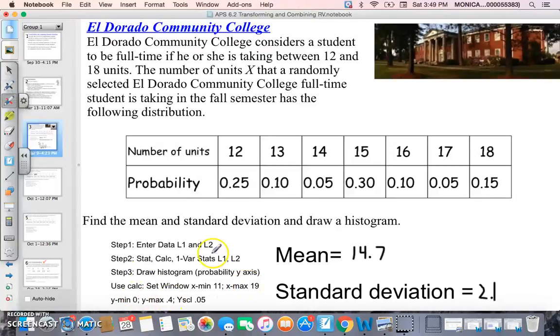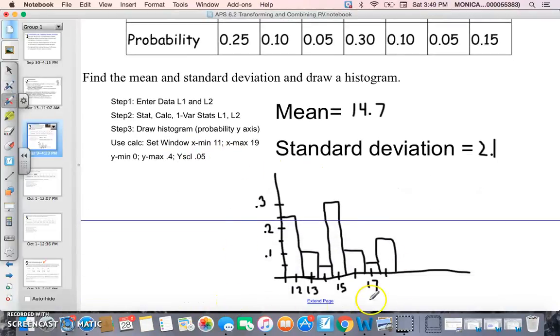And then your y min and y max, I just went to the smallest, 0, and I went a little bit higher than the largest, 0.4, and I scaled it at 0.5. And when I did this, this is something like what my histogram looked like, where my number of credits are down here, and then my probabilities are on the y-axis. And then you can calculate your mean and standard deviation. So again, the mean is 14.7, so it's somewhere around here. And your standard deviation is 2.1, which is somewhere around here.